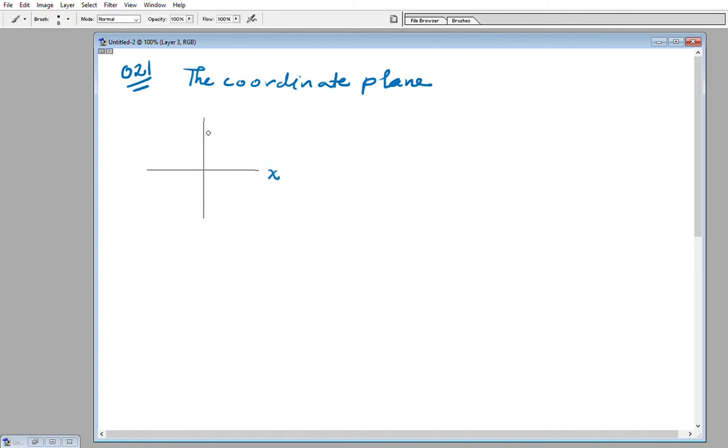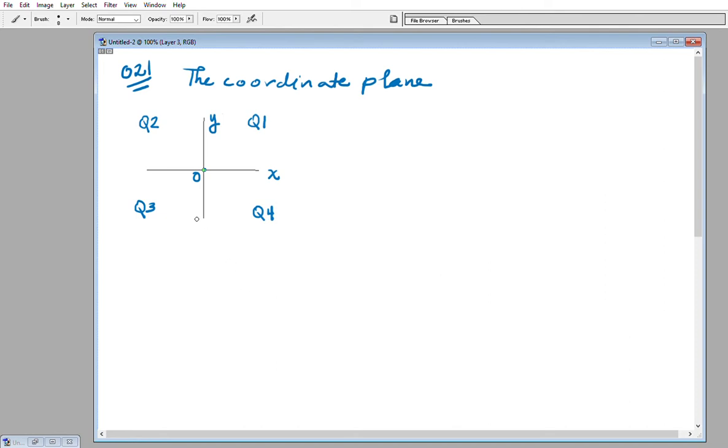We have an x-axis, a y-axis. The origin 0 is in the middle. We have 4 quadrants. This is quadrant 1. It's important to know the names of the quadrants. Quadrant 3, quadrant 4.